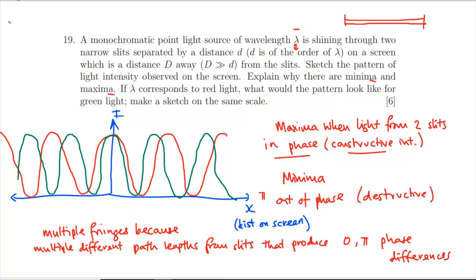Make a sketch on the same scale. So you could either draw them side by side, well, actually you wouldn't have red and green pens in the exam. So draw two graphs, one above the other, showing how they're different. And then put in that if the wavelength has gone down, the separation x goes down as well. So yeah, that's a standard double slit question.